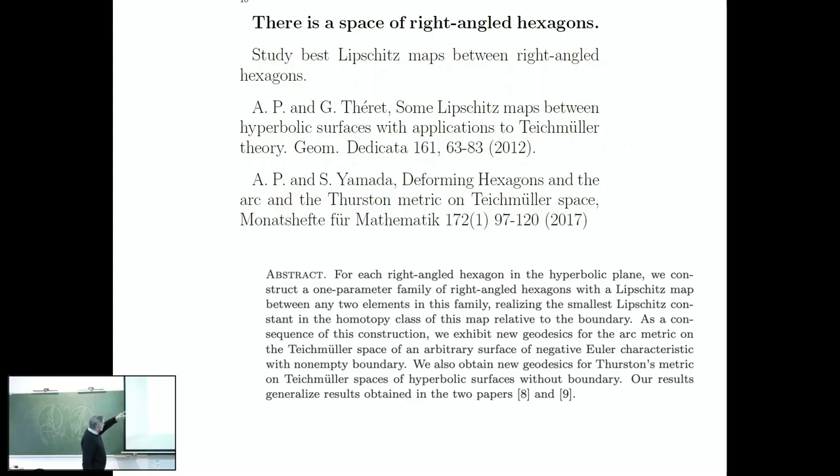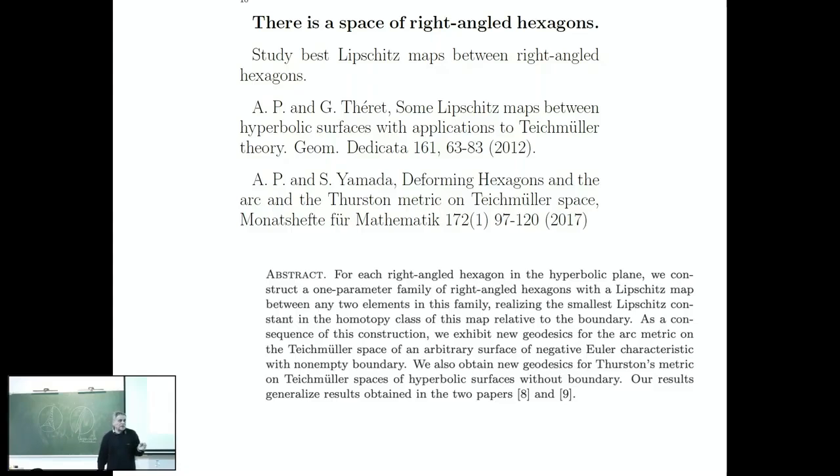I mean, there are two papers on this problem. One in 2012 and one in 2017, Deforming Hexagons and the Arc and the Thurston Metric, etc. So I put the abstract here. For each right-angled hexagon in the hyperbolic plane, we construct a one-parameter family of right-angled hexagons with a Lipschitz map between any two elements in this family, realizing the smallest Lipschitz constant, and so on. So this is exactly the problem I said.